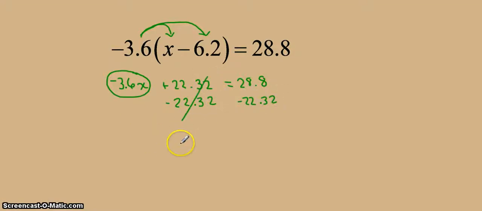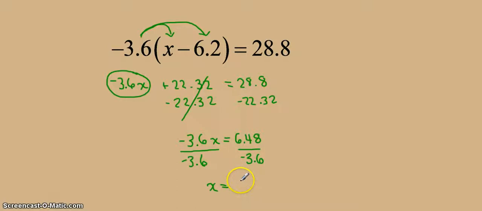This makes 0, and we're left with negative 3.6x, which equals 28.8 subtract 22.32, which is 6.48. Right now we are multiplying x by negative 3.6, so the opposite is to divide both sides by negative 3.6. This makes 1. 1 times x is just x. And 6.48 divided by negative 3.6 is negative 1.8. So the value of x is negative 1.8.